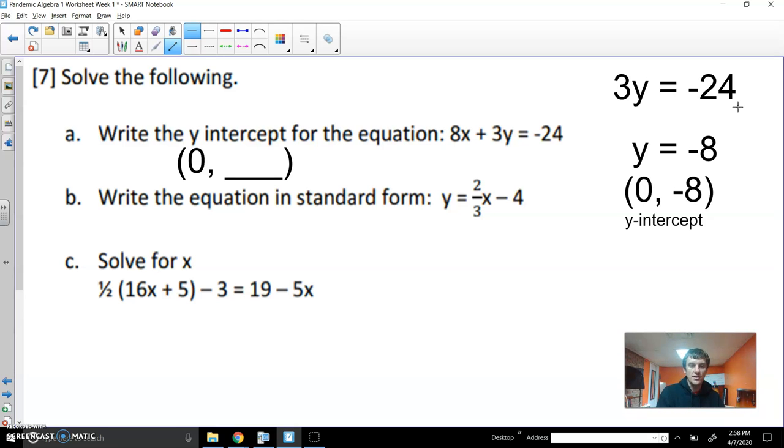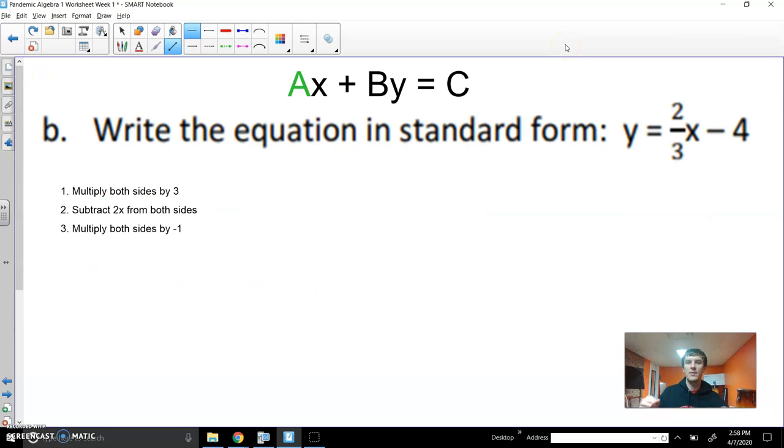It says write the equation in standard form. Standard form means I'm trying to basically get x and y on the same side where they're adding together. And I put that A in green because this is like your top level trivia here. When you're solving for something in standard form, that A value, that coefficient of x, is always positive. It's just a rule. Google it. You'll see that that's a rule for standard form.